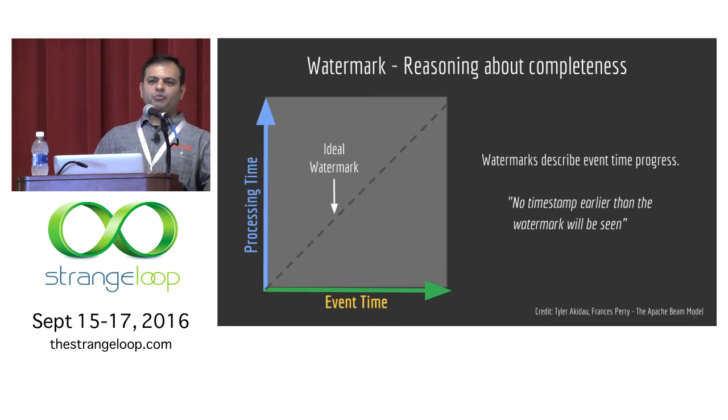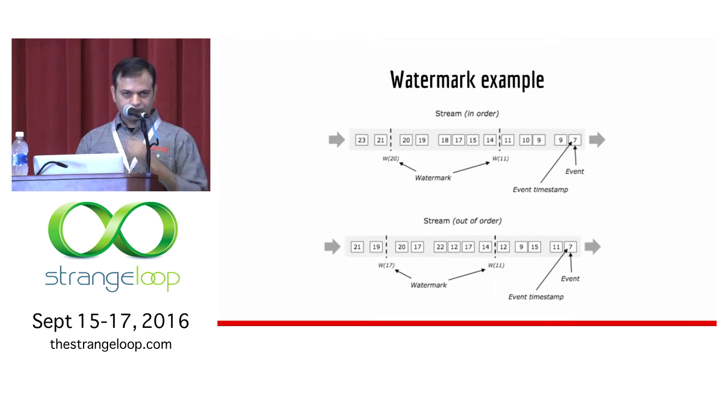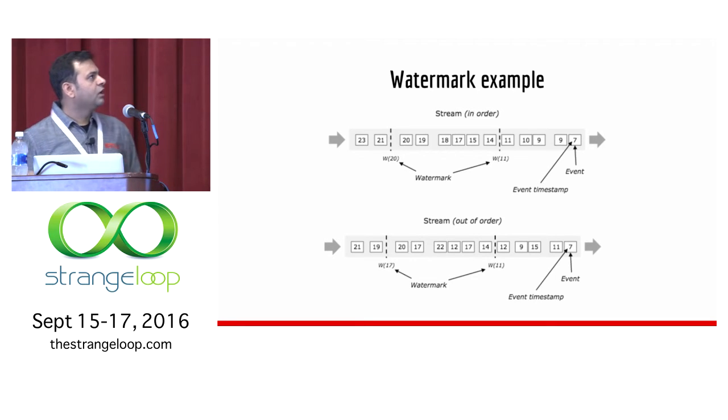They usually lag behind the event time. And in an ideal situation, you'd be processing an event as soon as you see it in your system. And if you were to graph that, it would be like a straight diagonal line, as you see in here. But that's not really the case in practice. It varies.